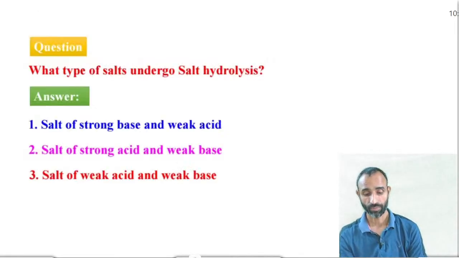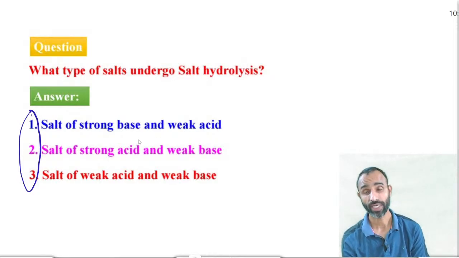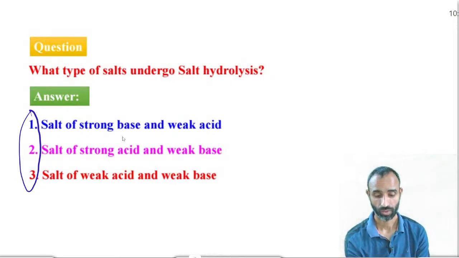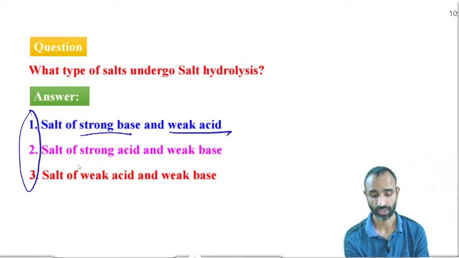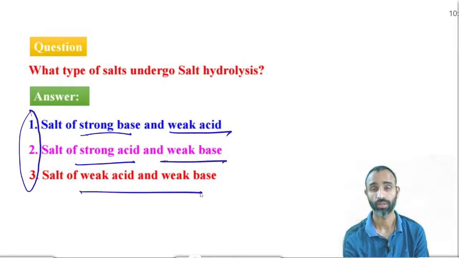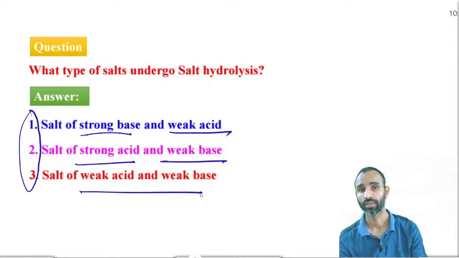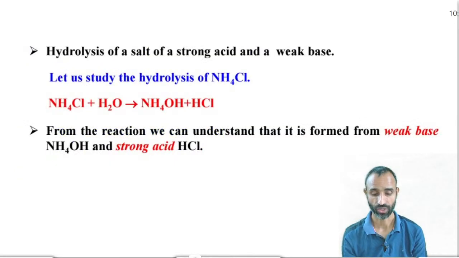So which type of salts undergo salt hydrolysis? These are 3. At least one should be weak: salt of strong base and weak acid, salt of strong acid and weak base, or both weak. But if it is a salt of strong acid and strong base, that cannot be hydrolyzed.